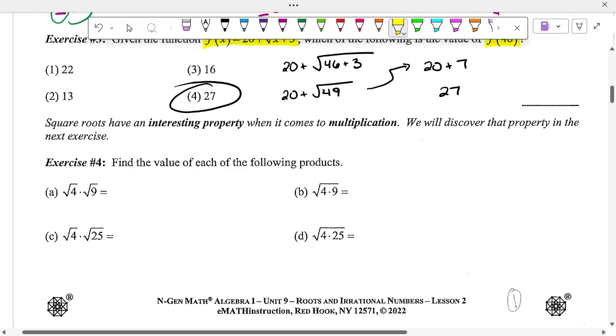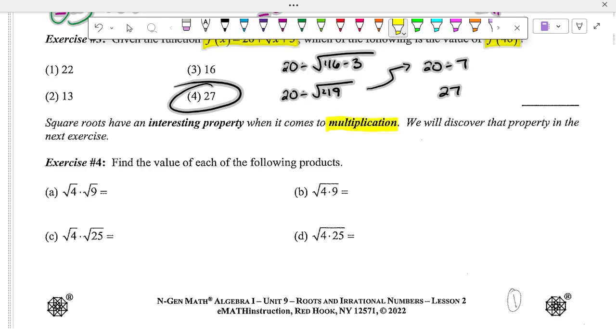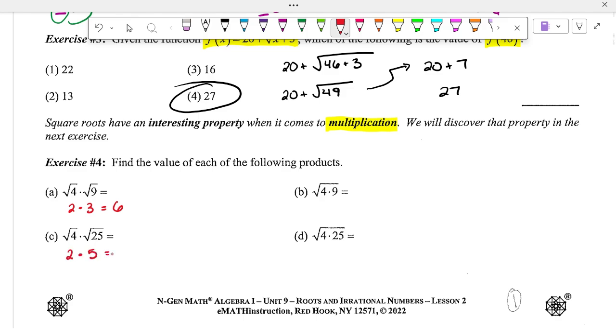Now, here's something interesting when it comes to square roots, which deals with multiplication. So let's say we did letter A. What's the square root of 4? 2. What's the square root of 9? 3. 2 times 3 is 6. Then here, square root of 4 is 2. Square root of 25 is 5. 10.